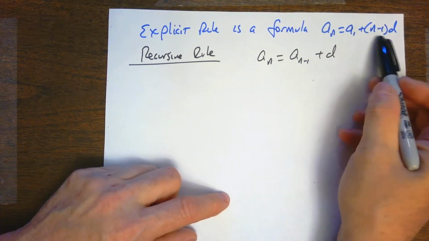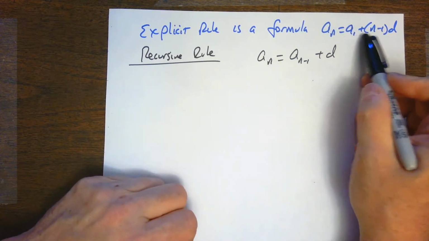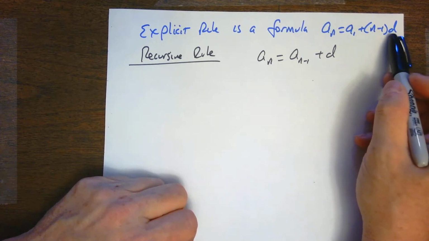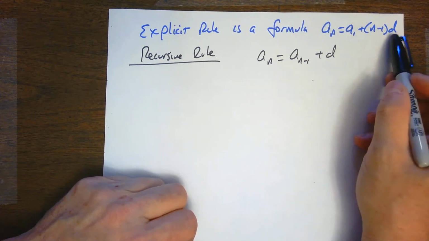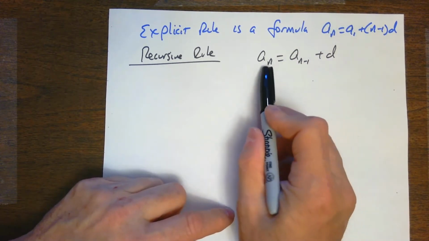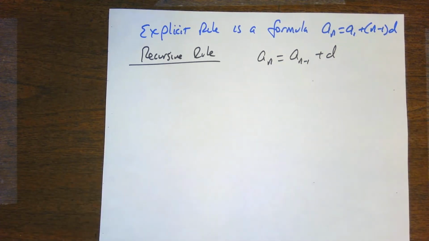Over here, let me read this one in English. Any term is the first term plus the number of terms minus 1 more common differences. Start with the first term, take the number of terms minus 1 common differences more, add it, and you'll get any term. Recursive rule: any term is previous term plus a common difference.